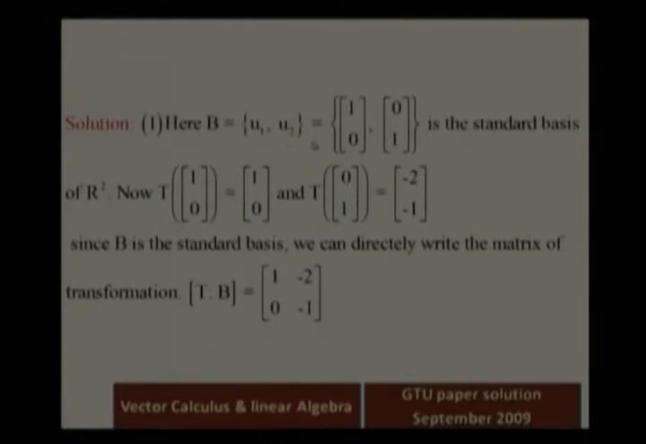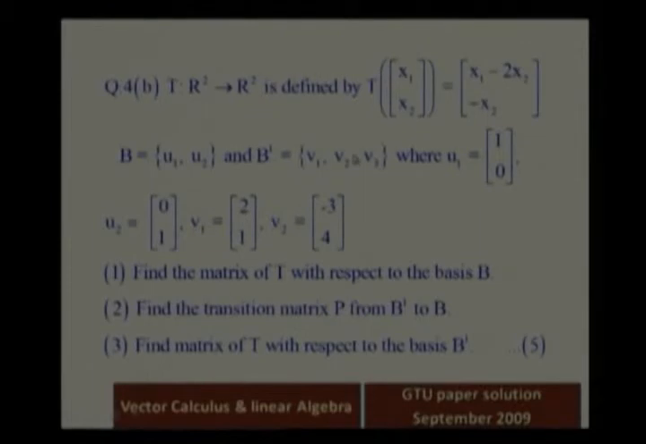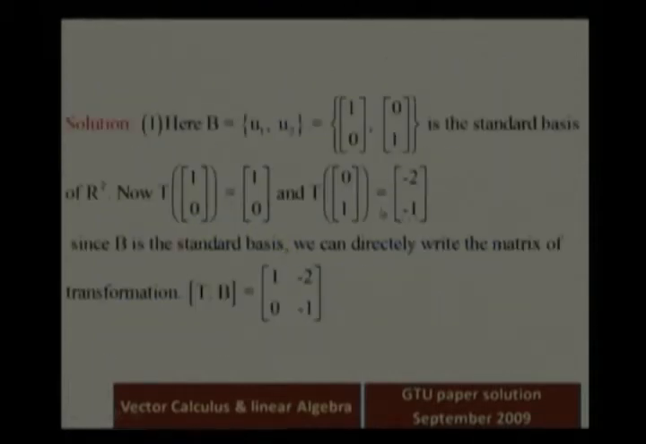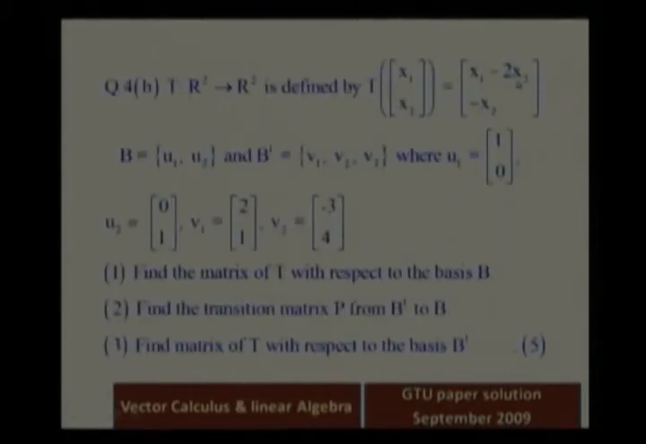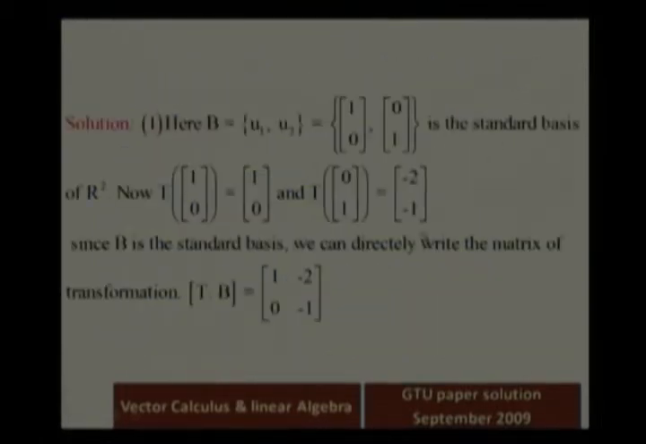So B is equal to {u1, u2}, that is (1, 0) and (0, 1). So T of (1, 0), what is T of (1, 0)? From this definition, it is exactly (1, 0). And T of (0, 1), what is T of (0, 1)? From this definition, put the value of x1 as 0 and x2 as 1. So 0 minus 2, that is minus 2, and minus 1. So (-2, -1).